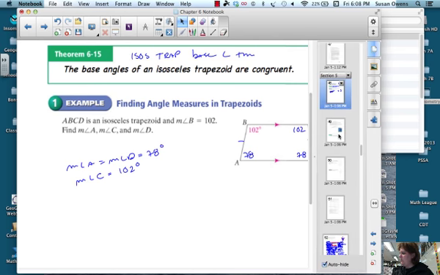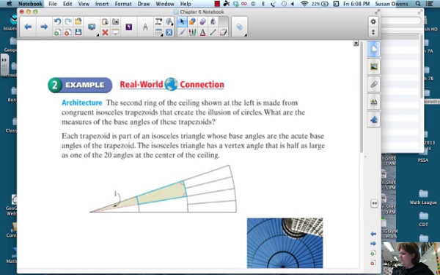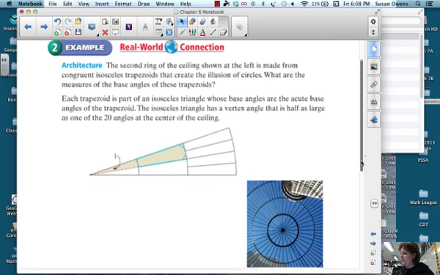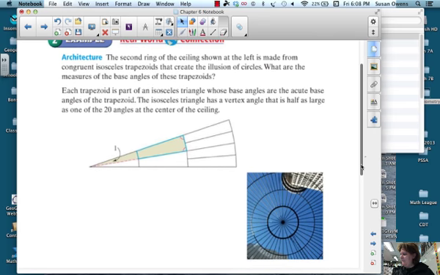Now the next problem is a really kind of a cool problem. It's got this ceiling, or part of a ceiling. And so the ceiling at the left shown is made from congruent isosceles trapezoids. So if you take a look at that part that's outlined in the aqua, that's the isosceles trapezoid. And what it does is it creates the illusion of circles. What are the measures of the base angles of these trapezoids?